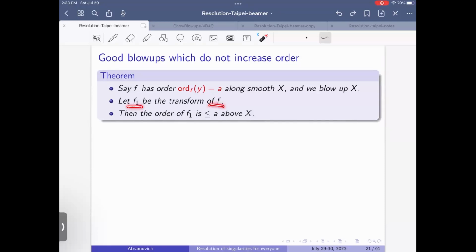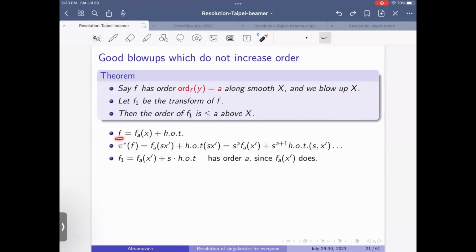So F1 is a transform, and I claim that the order of F prime is at most A above X. Okay, so let's expand F as the leading term, the part of F that has order A, plus higher order terms. And then I plug in the equations for the Cox construction for a usual blowup along the variety X. So the equations are S times Xi prime equals Xi. So each Xi is replaced by S times Xi prime. So the pullback is replaced by Fa of S xi prime plus higher order terms.